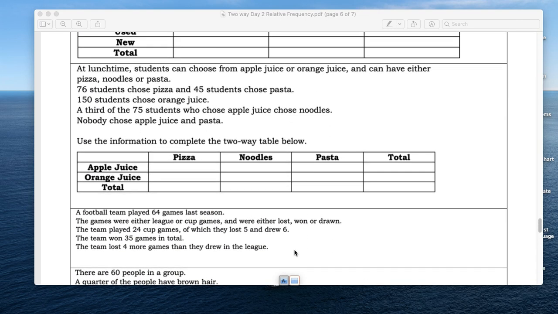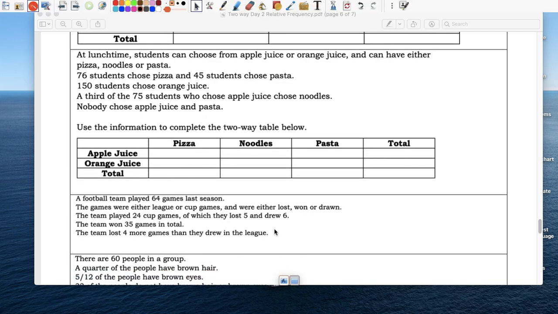Oh boy. All right, we're almost there. 75 students chose pizza right here. 45 students chose pasta right here. 150 students chose oranges, so the total people of oranges is 150. A third of the 75 students, so 1/3 of 75, which is 25, who chose apple juice, chose noodles. So that's the comment right here. The intersection of apple juice and noodles is right here. 25. Nobody chose apple juice and pasta. So that's a 0 right there.